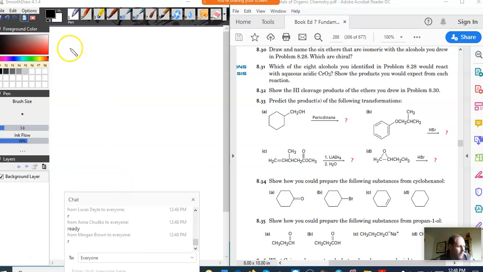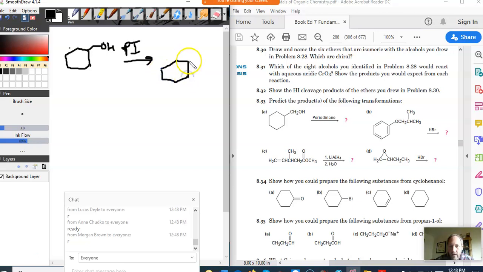Okay, so the first one, we have a primary alcohol with periodinane, which, remember, I said for short we'll say PI. So that's one of the weaker oxidizing agents, just like PCC. You get the aldehyde. You stop at the aldehyde. So that would be your product.